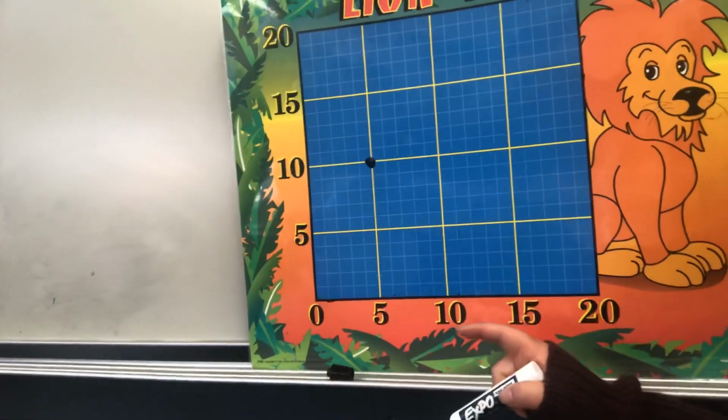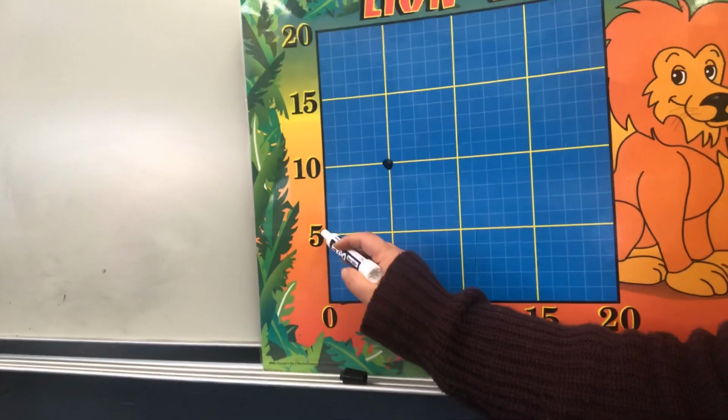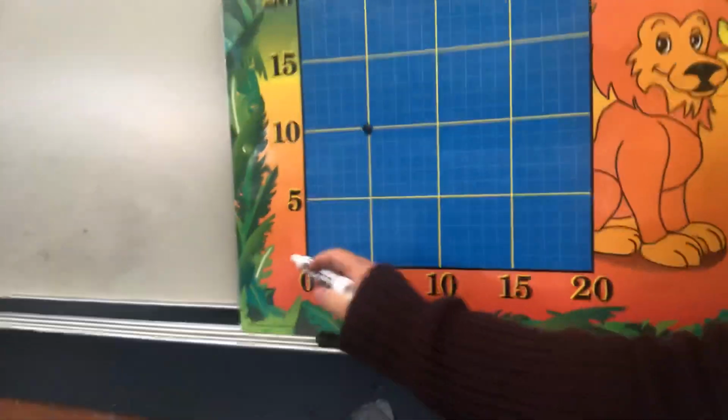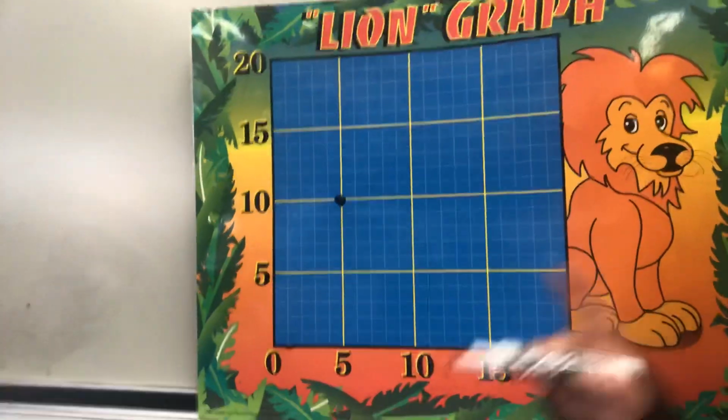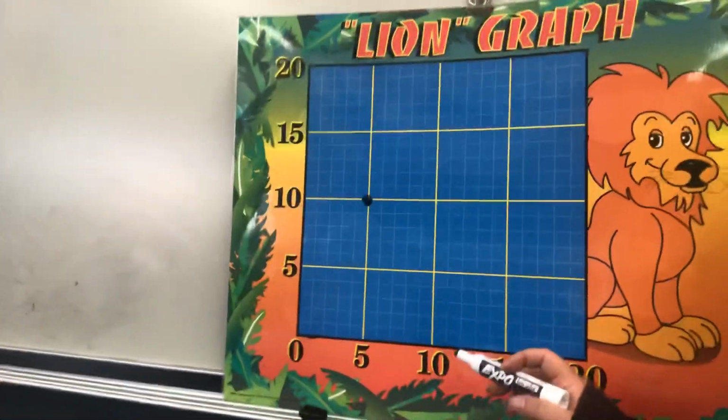It would be completely wrong if you did 5 and then went 10, because you need to go across first, then up. That's really important. Now the next one is 10, 15.